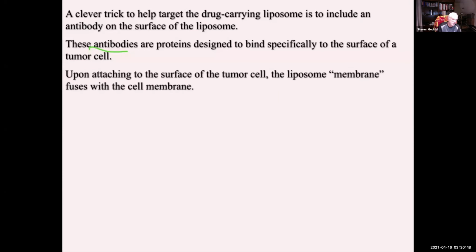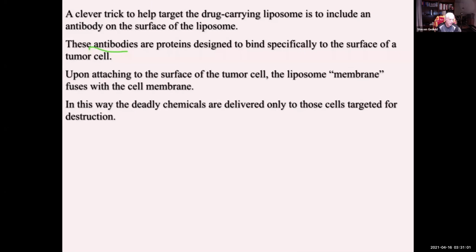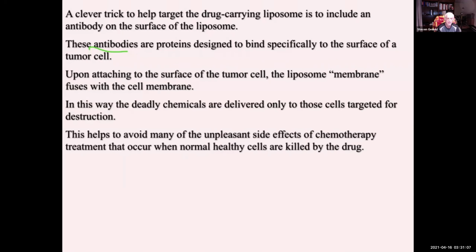Upon attaching to the surface of the tumor cell, the liposome membrane fuses with the cell membrane. This puts the AZT or the other molecule we're transporting directly into the cell that we wanted it to go into. In this way, the deadly chemicals are delivered only to those cells targeted for destruction by the antibody. This helps to avoid many of the unpleasant side effects of chemotherapy, which occur when healthy cells are killed by the drug. That's the big problem with cancer.